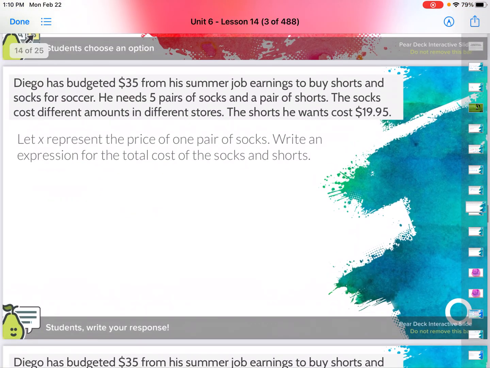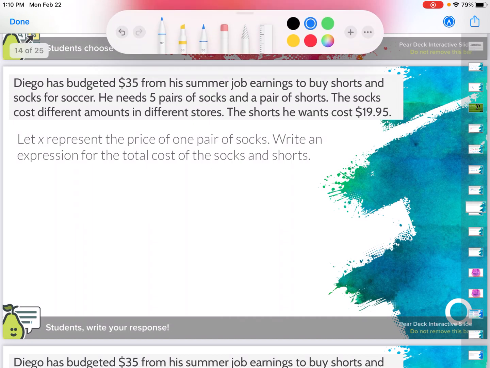Okay, Diego has budgeted $35 from his summer job earnings to buy shorts and socks for soccer. He needs 5 pairs of socks and a pair of shorts. The socks cost different amounts in different stores, and the shorts he wants cost $19.95. Let X represent the price of 1 pair of socks. Write an expression for the total cost of the socks and the shorts. Well, that would be 5X for the socks plus $19.95.